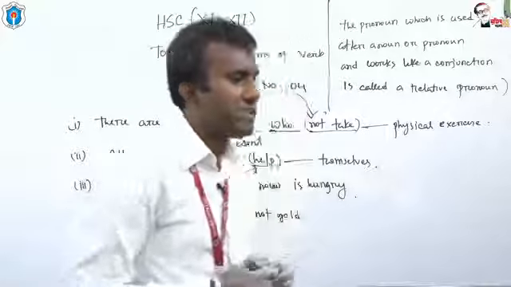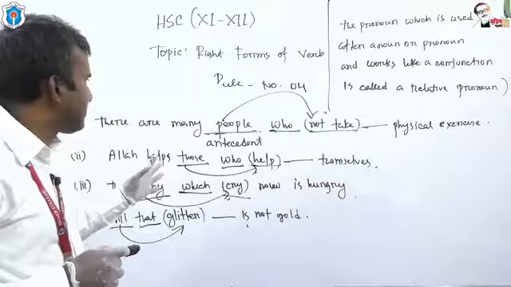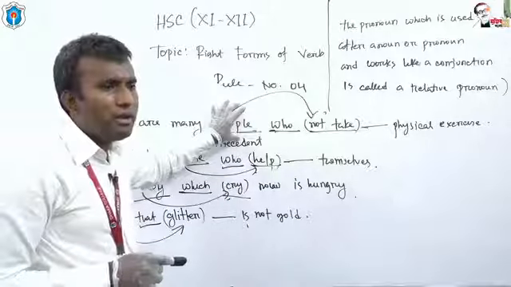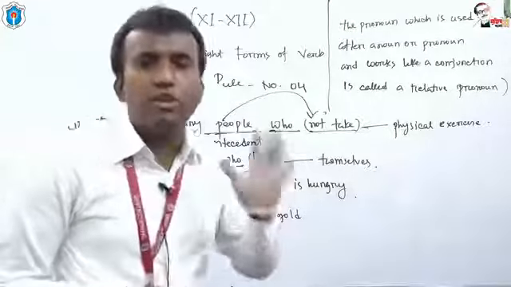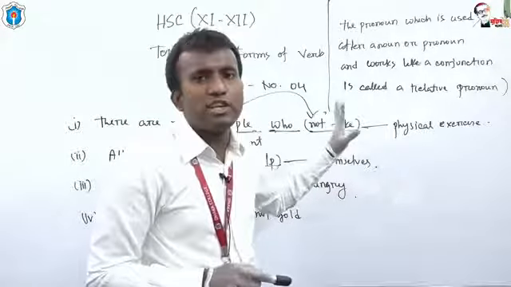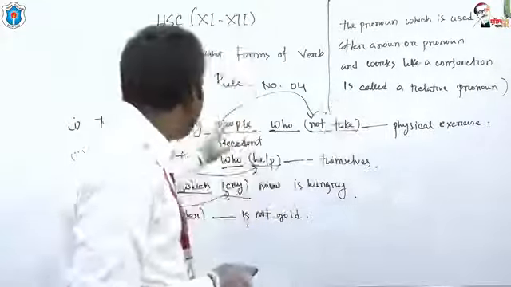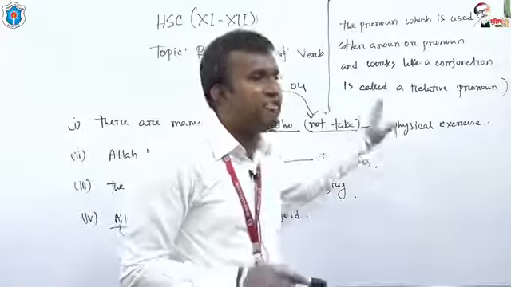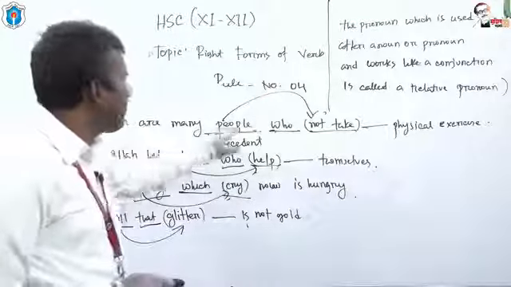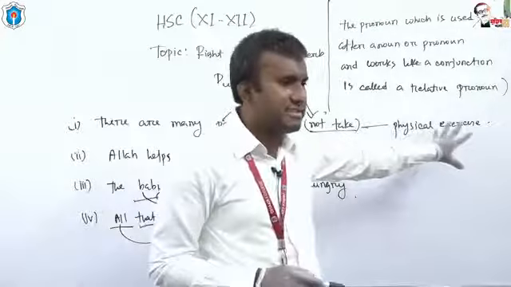What should be the first answer, my dear students? There are many people. People is third person plural, so we have to take a plural verb. Doesn't or don't? Definitely don't. People don't take physical exercise. There are many people who don't take physical exercise.